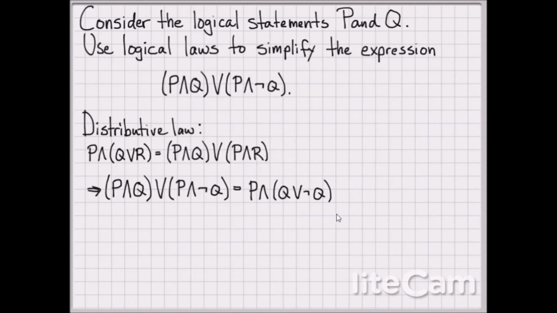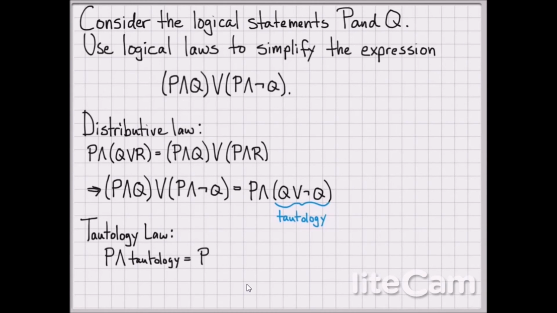and P gets factored out from the expression. Once the P is factored out, you get P and (Q or not Q). Q or not Q is a tautology, which is something that's always true, which means Q or not Q is equivalent to 1. When we apply the tautology law, P and the tautology is always equivalent to P. So now we have arrived at our conclusion that when we simplify this logical expression, we arrive at P.